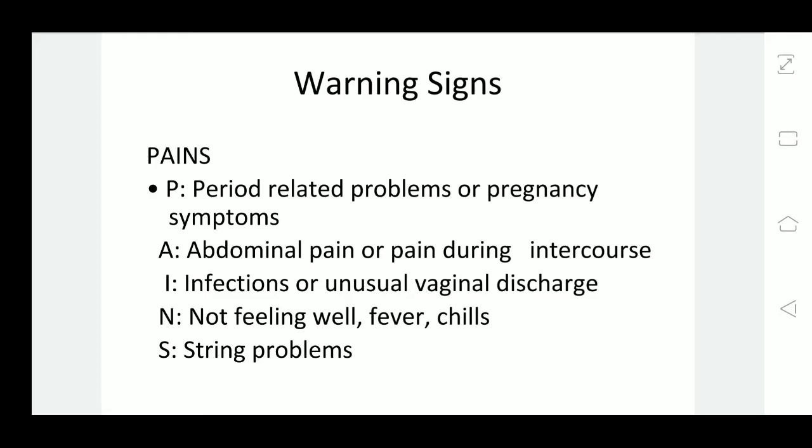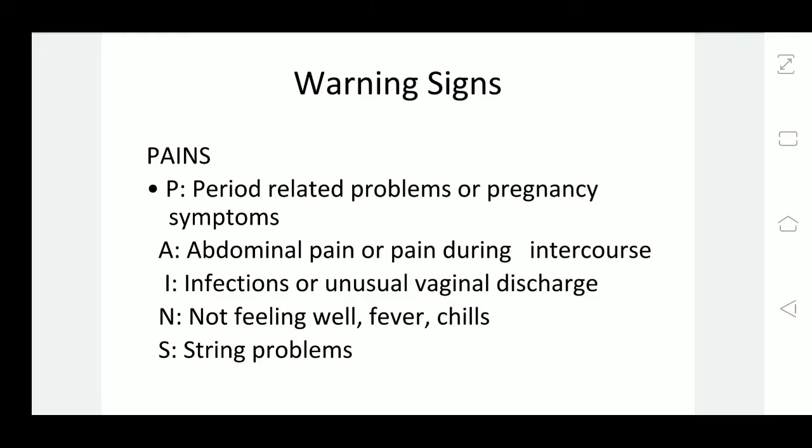Warning signs is PAINS. P stands for period related problems or pregnancy symptoms. Suppose she has some very heavy flow or irregular bleeding or intermenstrual bleeding, or she has a flow for more number of days, or she has some pregnancy symptoms, she must visit you. Then next is abdominal pain. If she has abdominal pain anytime, say lower abdominal pain, or if she has dyspareunia, she is instructed to contact the doctor.